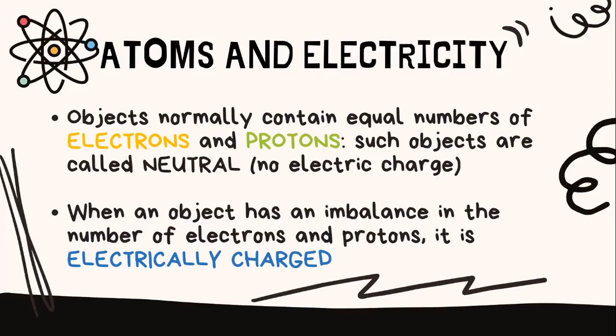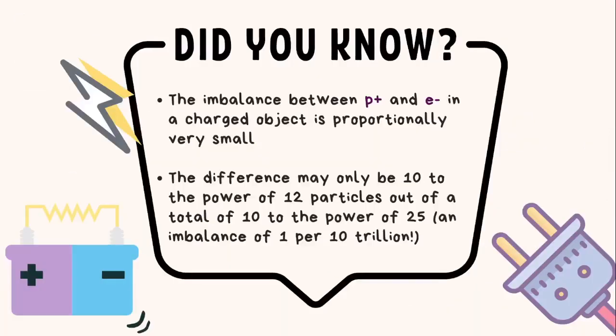Objects are normally neutral, or do not carry a charge. However, when an imbalance happens, the object becomes electrically charged. This means that objects usually carry the same number of protons and electrons. But it's important to know that the imbalance we're talking about is very small.